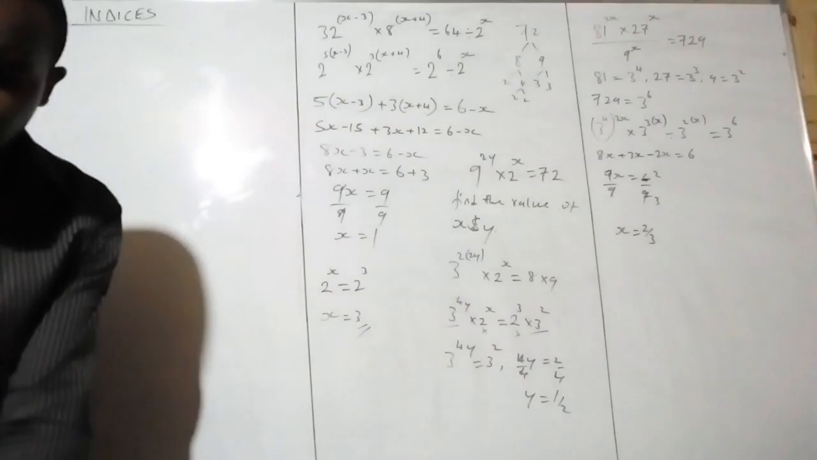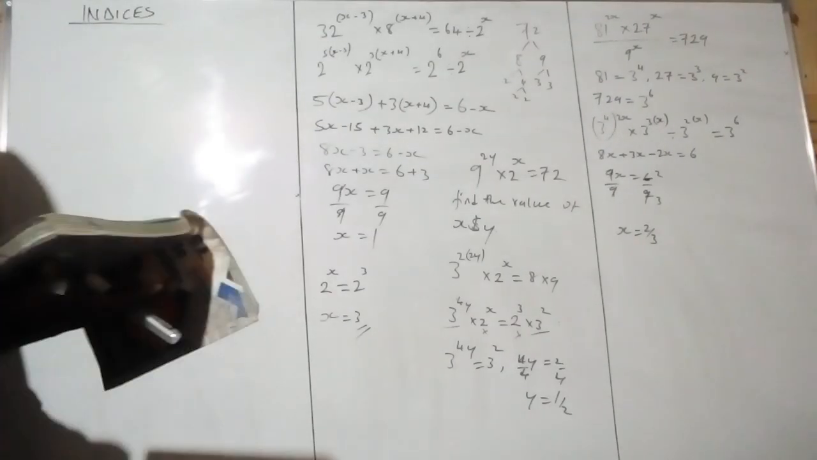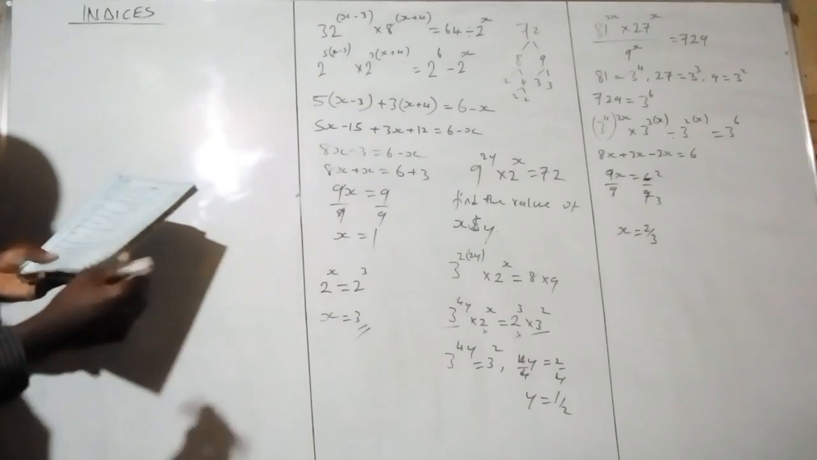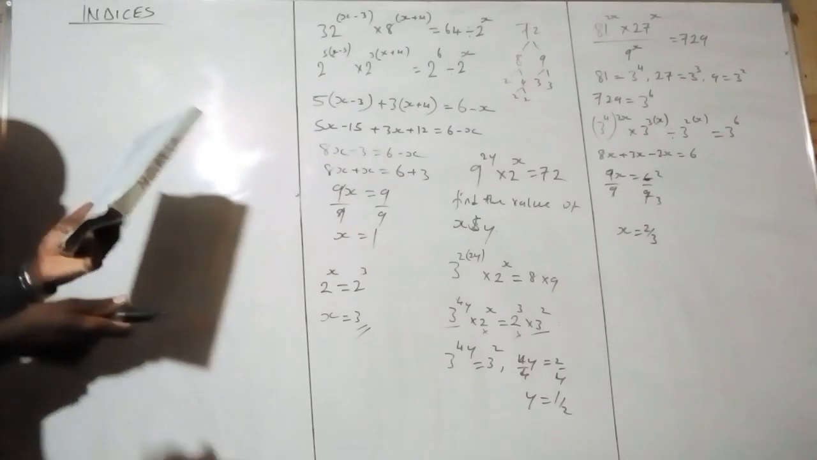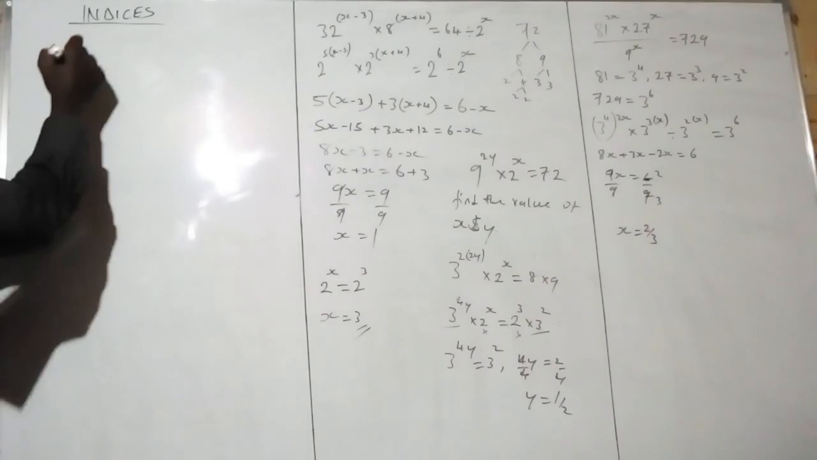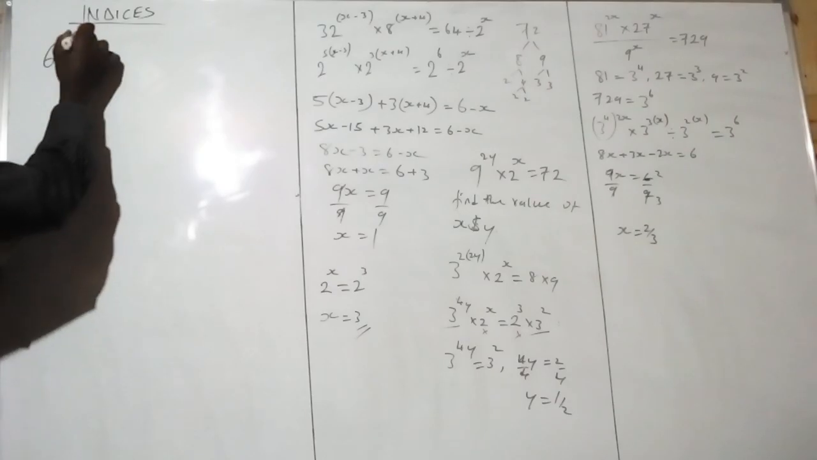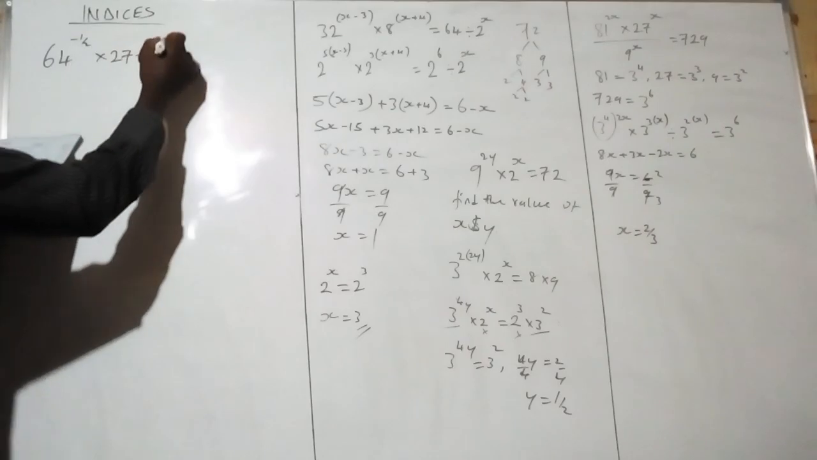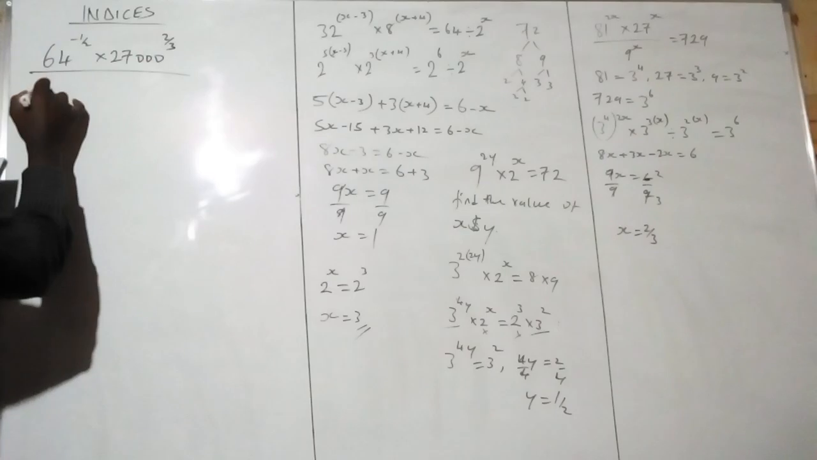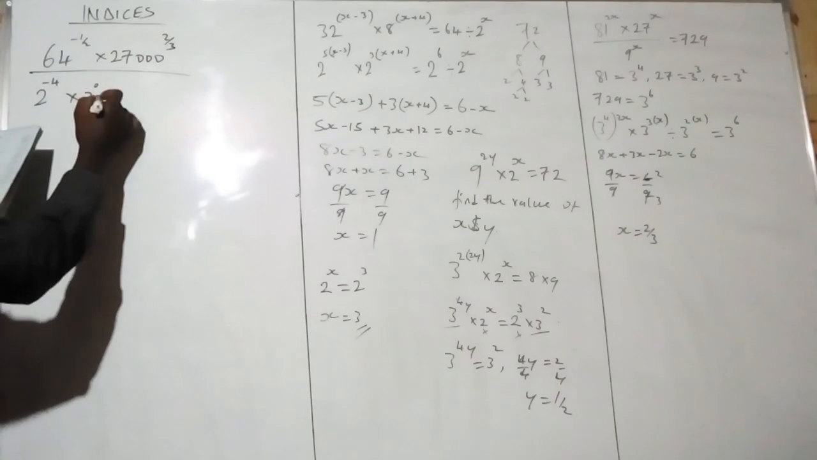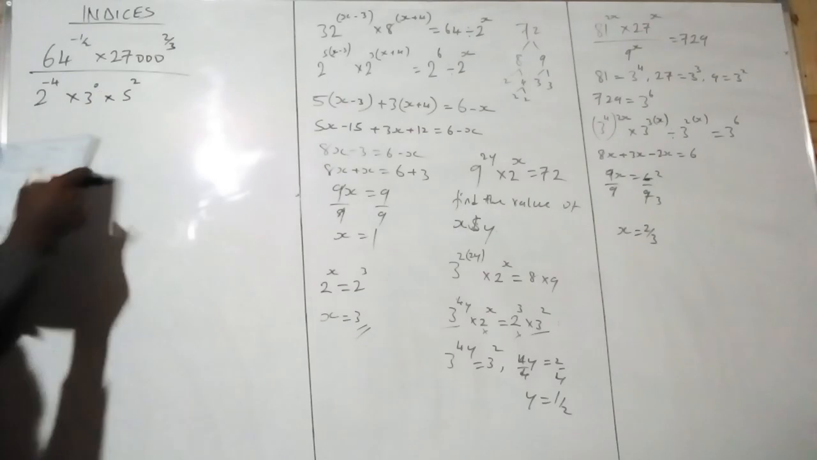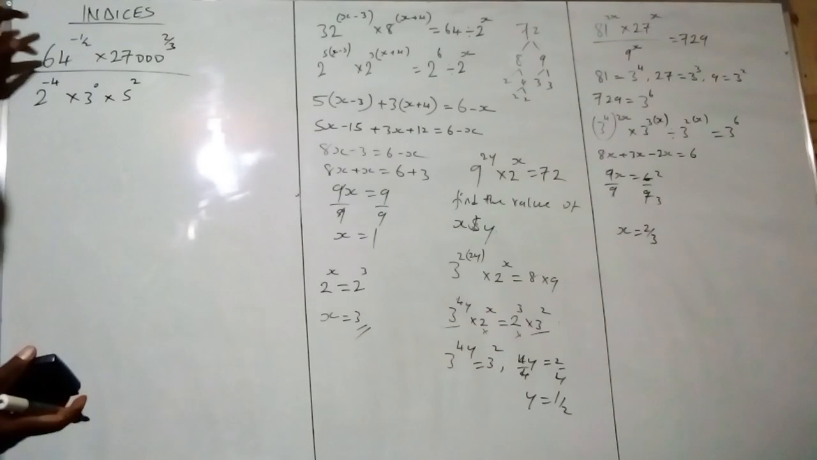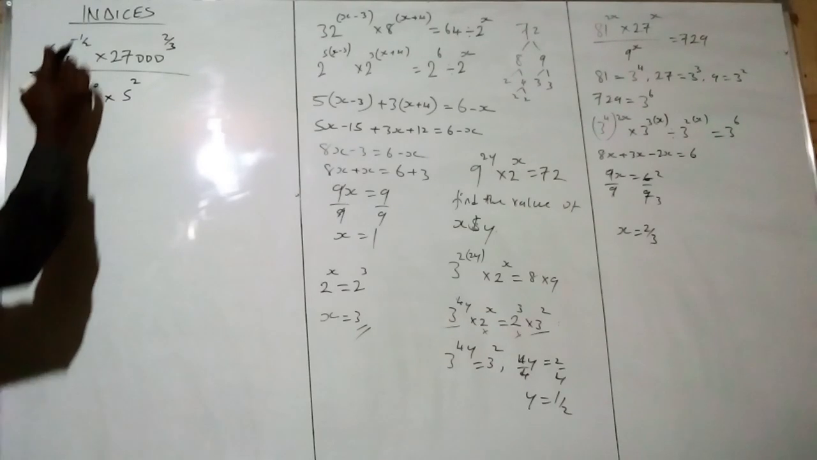Next, we are given, without using logarithm table calculator, evaluate 64 raised power negative a half times 27,000 2 over 3 all over 2 raised power negative 4 times 3 raised power 0 times 5 squared. We are going to express each number to its base. For 64 is the same as 8 raised power 2.